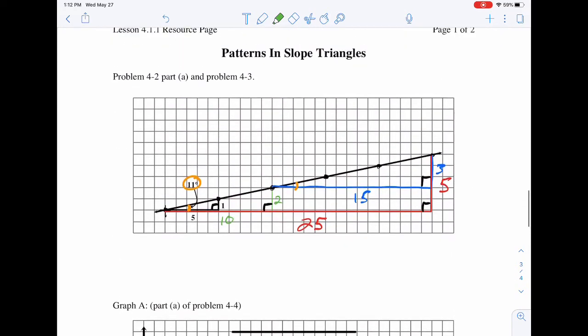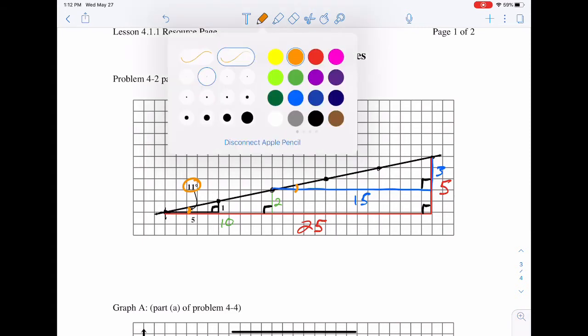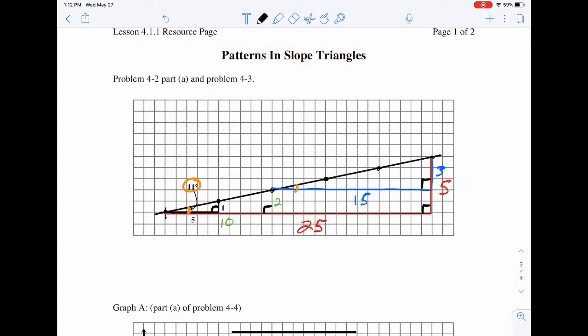So what I want you to write here are two things below. I want you to write slope angle equals, and then write slope ratio equals.